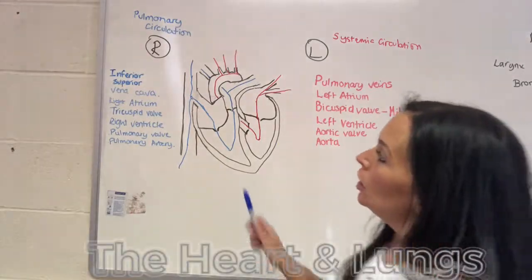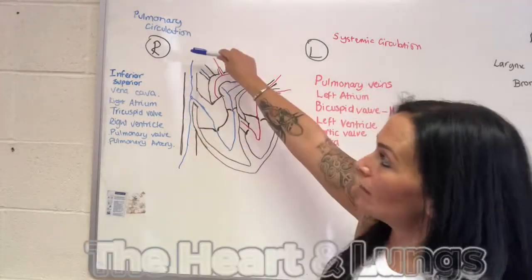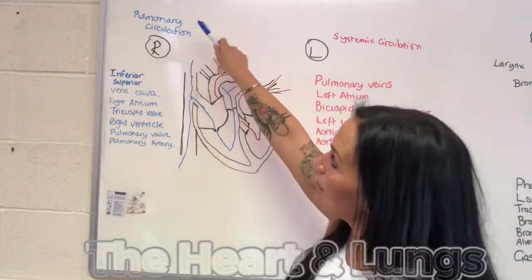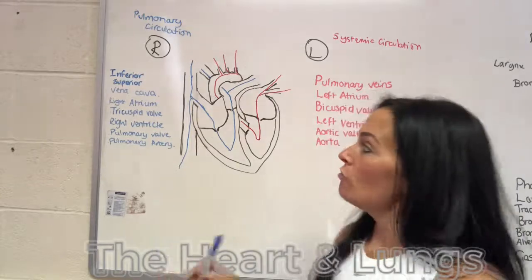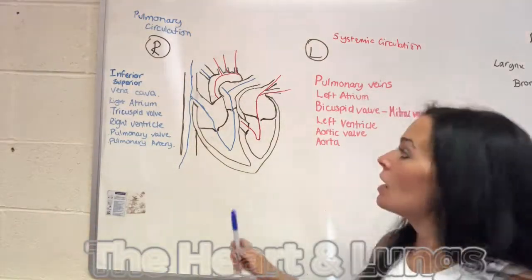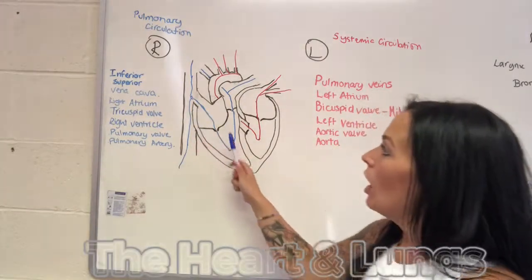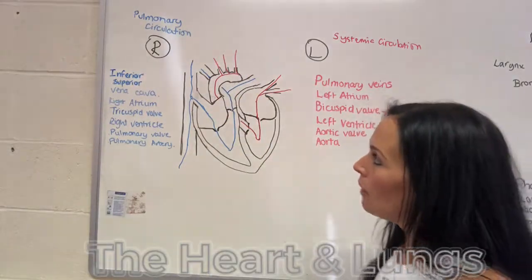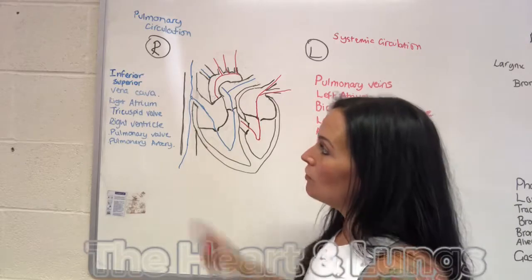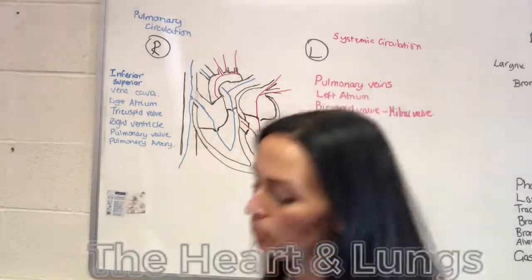Okay, so we're going to start off then on the right side. This side is the pulmonary circulation. So this is where the blood returns back from the veins and then into the heart and through to be oxygenated by the lungs. Now the pathway for that starts at the inferior and superior vena cava.